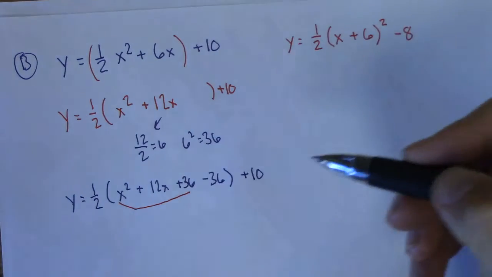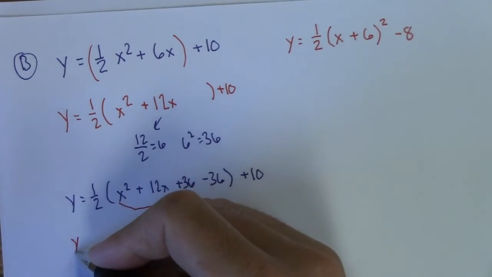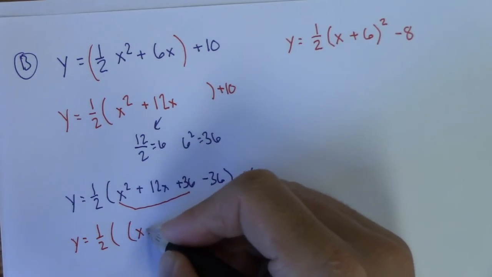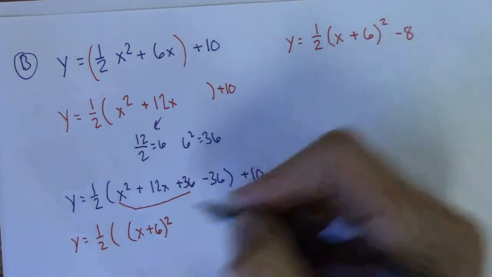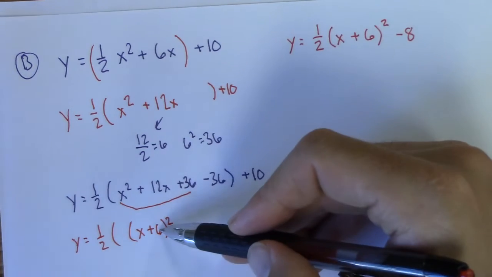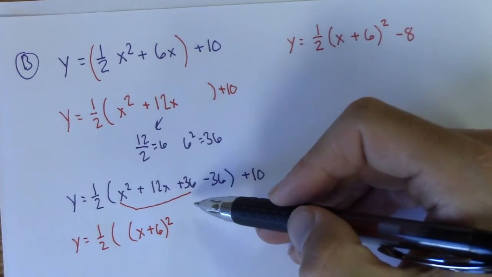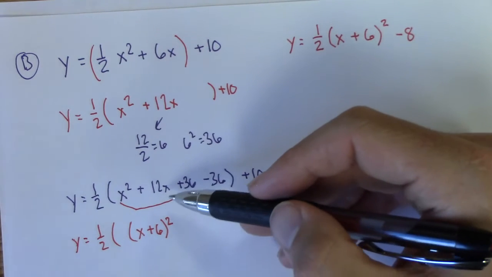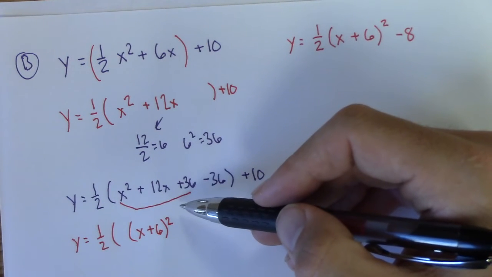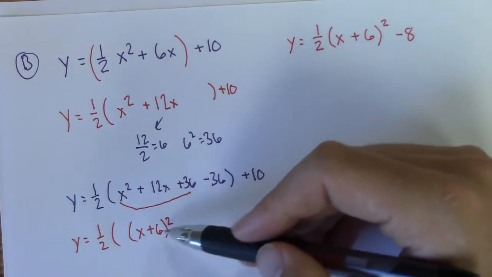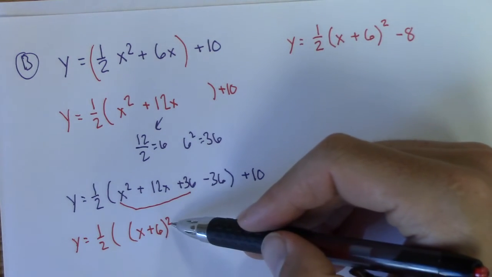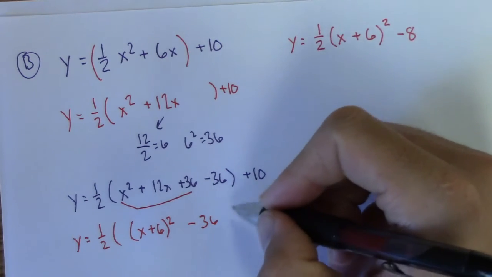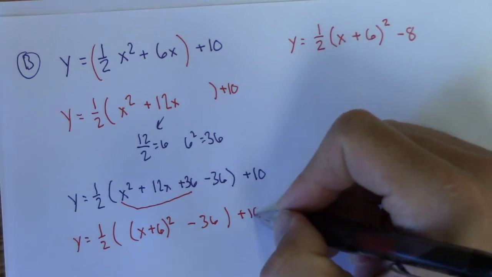These first three terms are going to factor nicely. 1/2 x plus 6 squared. The 6 coming from up above, slash we're just factoring. Two numbers I multiply to 36 and add to 12. Well, that pair of numbers is going to be 6 and 6 again. Hence, x plus 6 squared. And then the minus 36 comes straight down, as does the plus 10.